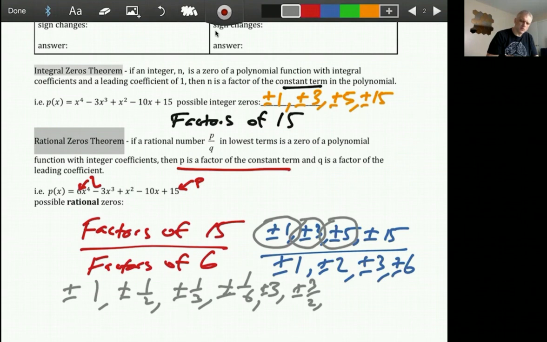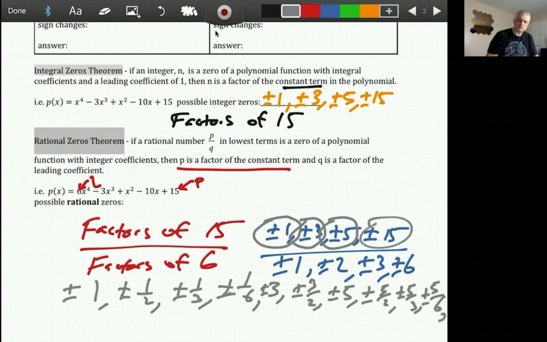Plus or minus 5. So 5 over 1, 5 over 2, 5 over 3, 5 over 6. So plus or minus 5 over 1, which is plus or minus 5. Plus or minus 5 over 2. Plus or minus 5 over 3. And plus or minus 5 over 6. None of those are repeated.